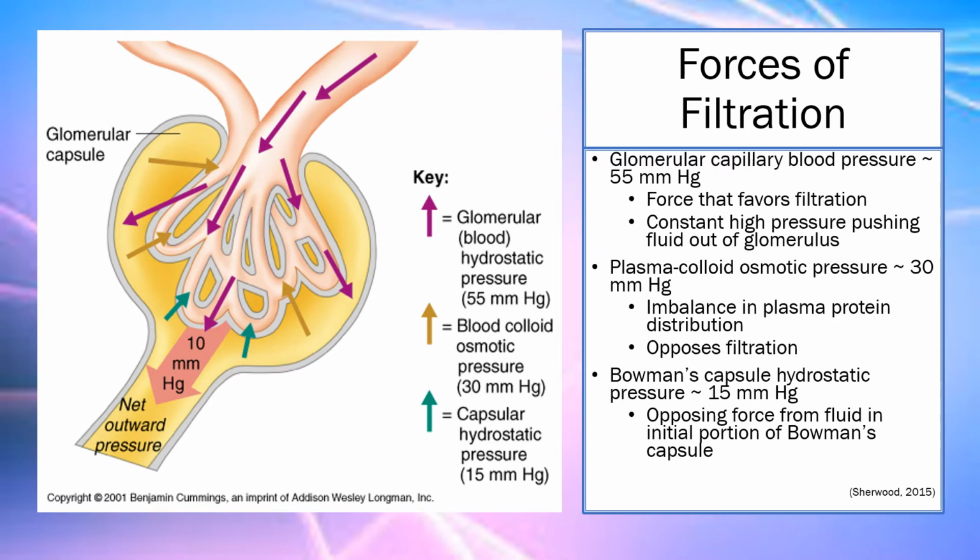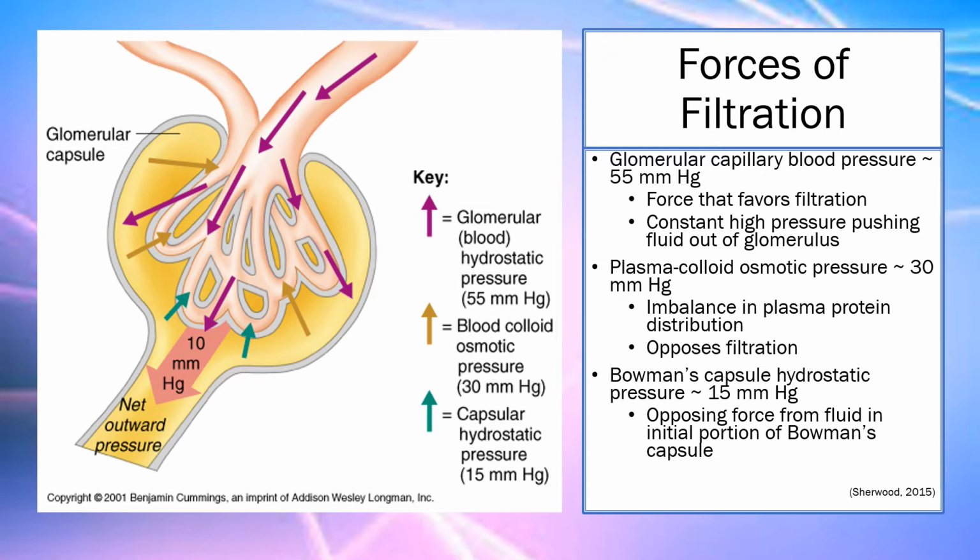The average measurement of the plasma colloid osmotic pressure is 33 millimeters of mercury. This number is higher in the glomerulus than in other areas of the body due to a higher concentration of plasma proteins from an increased water filtration.